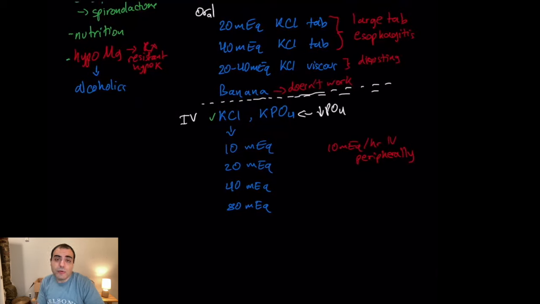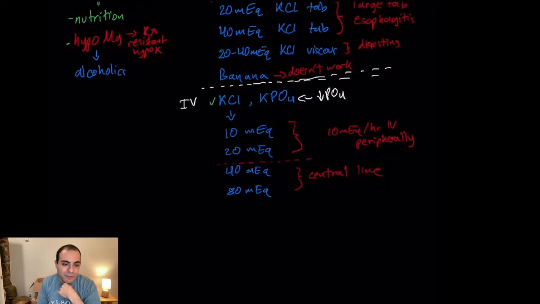In fact, some of your hospitals will not give more than 20 milliequivalent potassium IV through a peripheral line. So essentially, you're limited to 10 to 20 milliequivalent, okay? While if you want to give something more than 20 milliequivalent, like 40 or 80 milliequivalent, then this usually requires a central line. So you're not going to be able to give that much. And if somebody has a central line, most likely they're not your patient. They're probably in the ICU. Or if you're in the ICU, it's easy. You just give it through a central line.